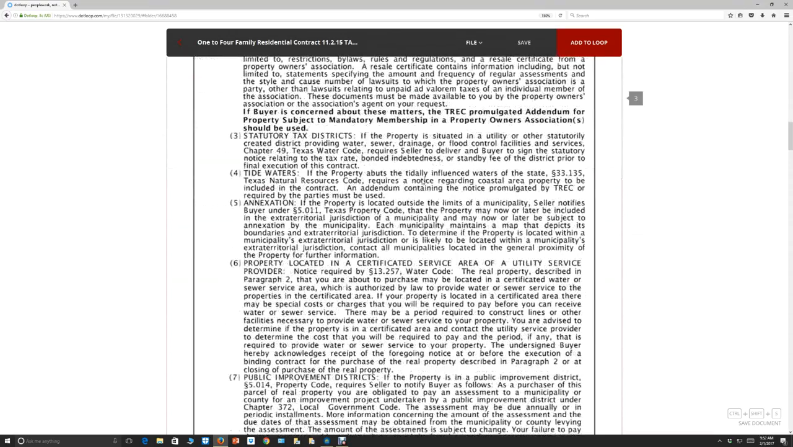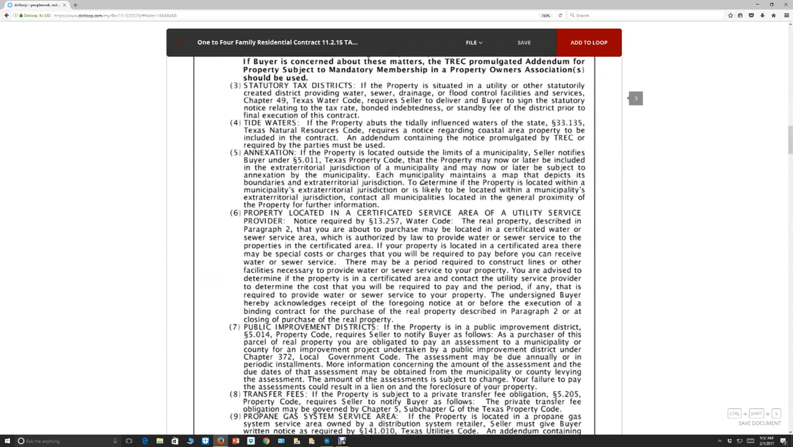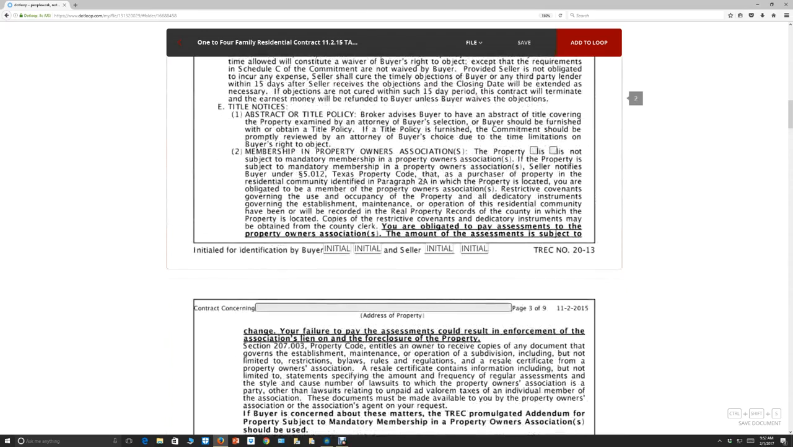All right, we're going down. You can read all these parts. Should you have a specific question, I recommend that you read it. Read every word. Don't call and ask. Read every word. These bold words say, you are obligated to pay assessments to the Property Owners Association. The amount of the assessment is subject to change. Your failure to pay the assessments could result in enforcement of the association's lien or foreclosure of the property.